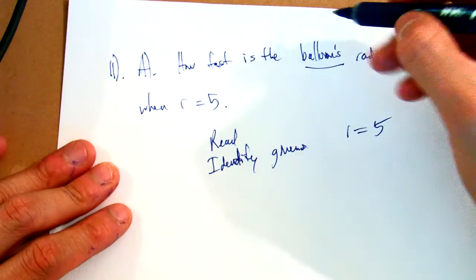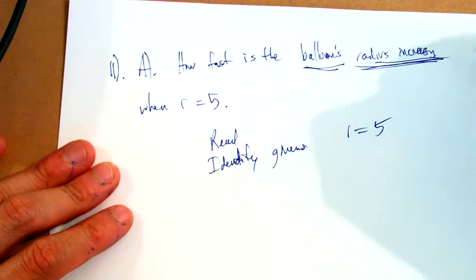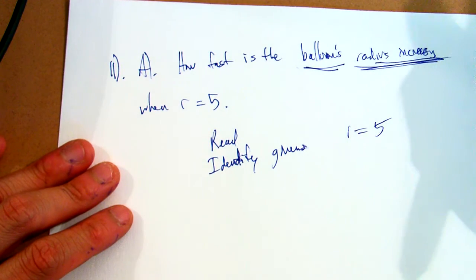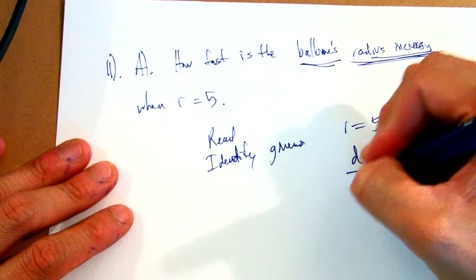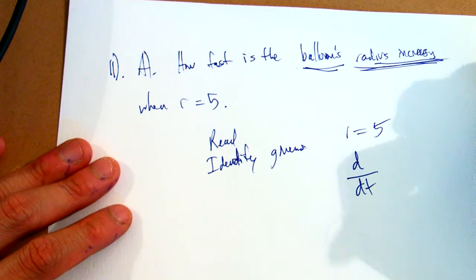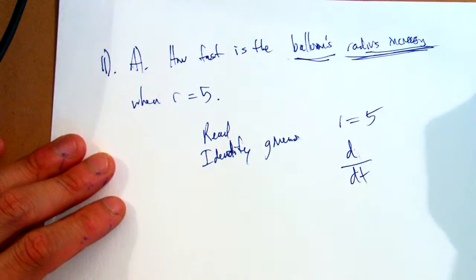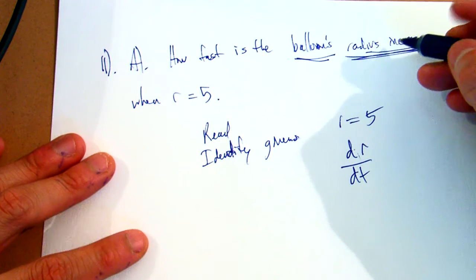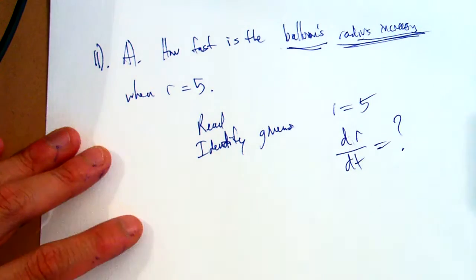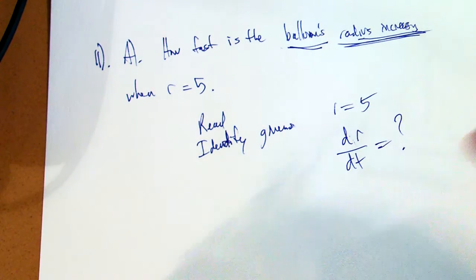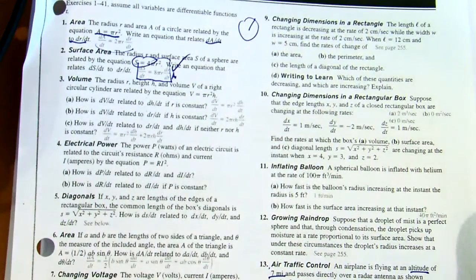I'm trying to find how fast the radius is increasing. So that's the rate, right? So it's going to be dr/dt, because I want to find the radius rate. So that's the question mark. And then what does it give me? And this is the dead giveaway here.